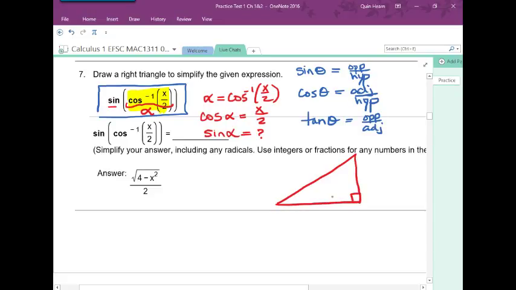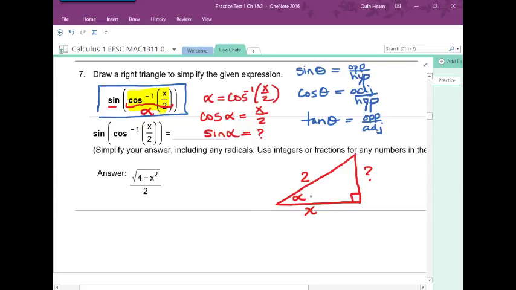And let's suppose that this is the angle alpha that we're looking for the sine of. Then we know the cosine is the adjacent over the hypotenuse. So it's possible that the side adjacent to the angle could be x, and the hypotenuse could be 2, and that would be consistent with the cosine of alpha being x over 2. And then what could we use to get the third side?